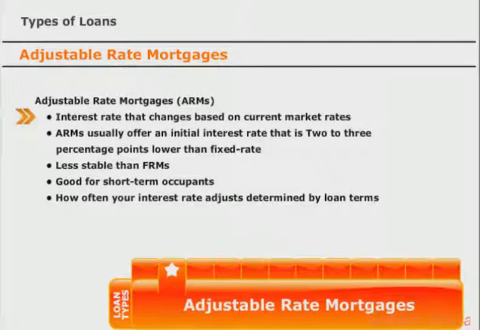An adjustable rate mortgage, or ARM, has an interest rate that changes based on current market rates and economic trends. ARMs usually offer an initial interest rate that is 2 to 3 percentage points lower than fixed-rate mortgages, but ARMs don't offer the stability of a known mortgage payment. If you don't expect to be in your home for very long, an ARM may be just what you need. How often your interest rate adjusts is determined by the terms of the loan.